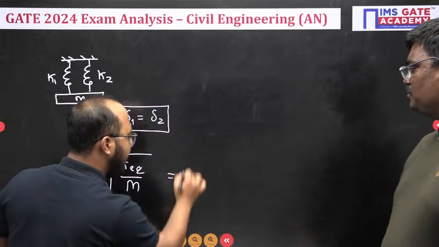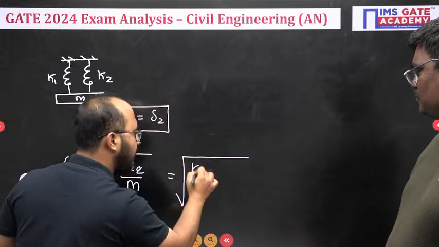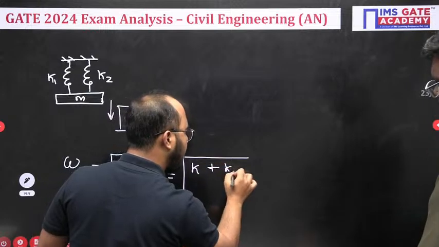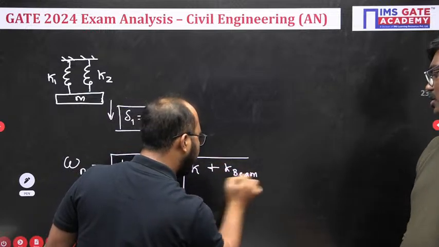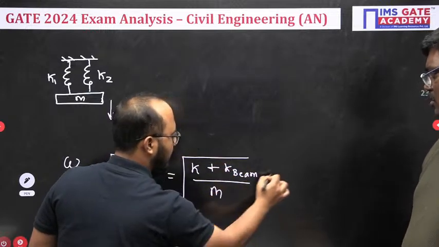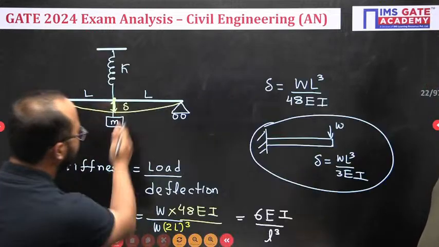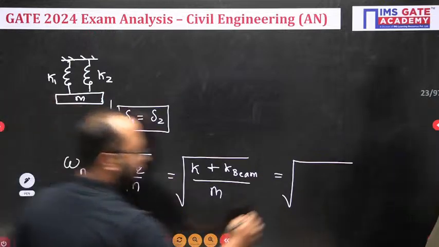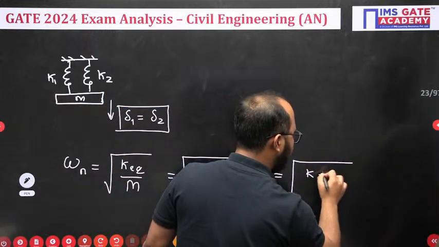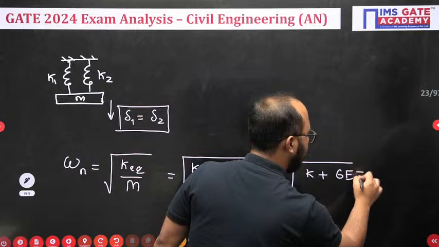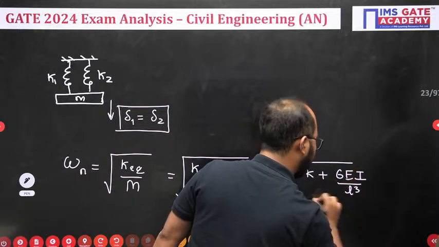Equivalent stiffness, as this is a case of parallel, I will write stiffness of spring plus stiffness of beam. Both the stiffnesses will get added. The stiffness of spring, they have already mentioned as K, and the answer for the beam we have already calculated. The answer for the beam was 6EI by L cube. That was the stiffness of the beam.